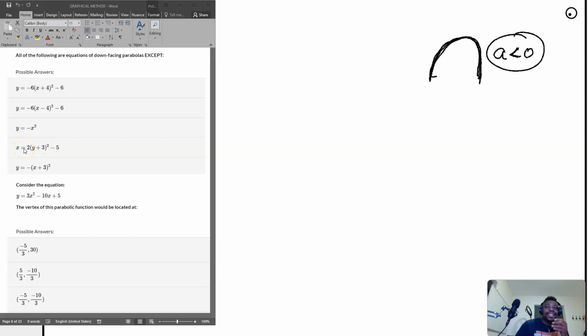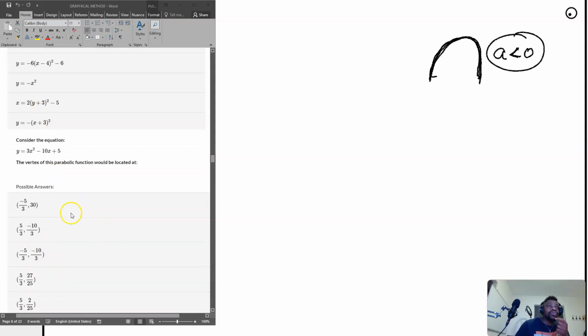So our option is this. You can see I'm using elimination. I've seen that this is correct, this is correct, this is correct, this is correct, so except this one here. So that is our answer. Now let's go to the next one.